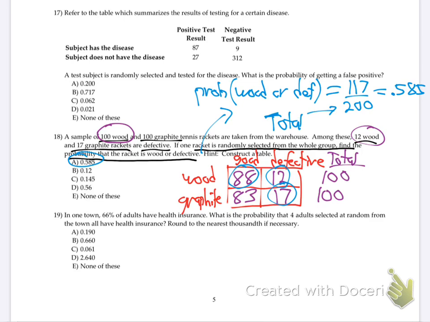I'll try number 19. 66% of the adults have health insurance in one town. What's the probability that 4 adults selected at random from the town all have health insurance?